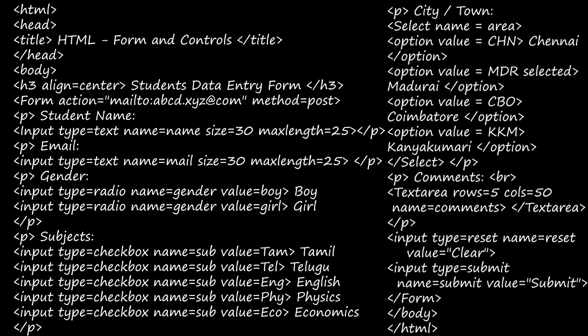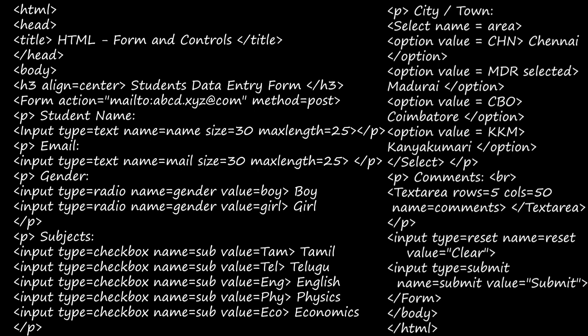So in this way only it will be displayed in that form tag, right? After this the checkbox is done, and we'll close this paragraph tag, right? And then the next paragraph tag is opened, city or town, select name is equal to area, option value we have seen here in select tag, right? Option and the value tag we have used, and Chennai, here you can give anything, right?